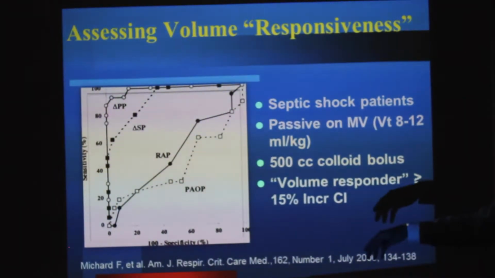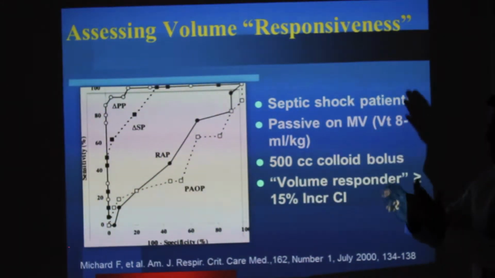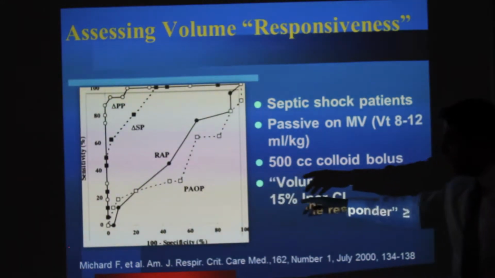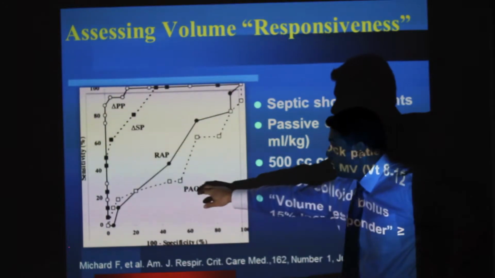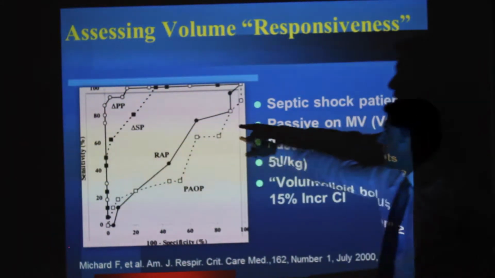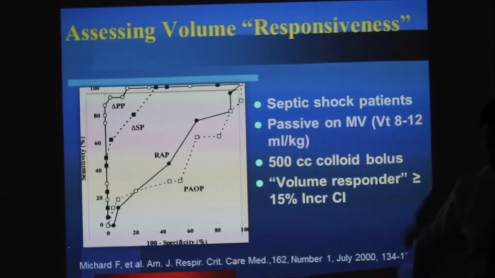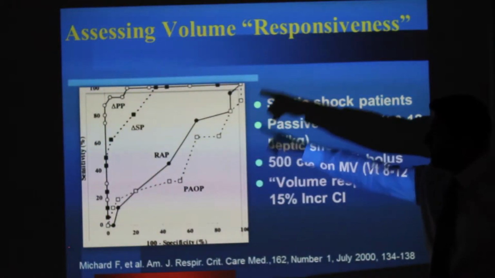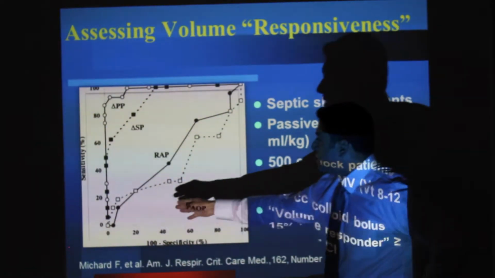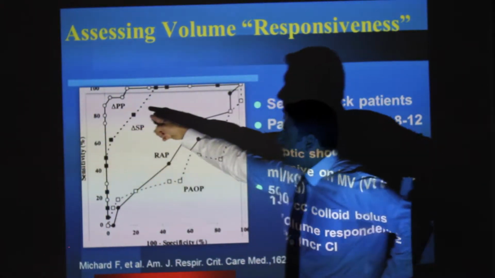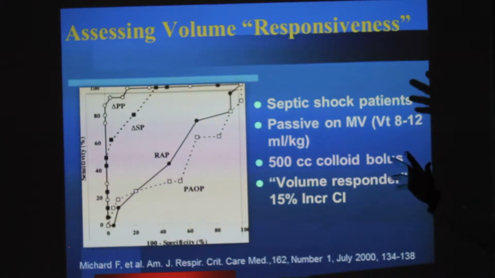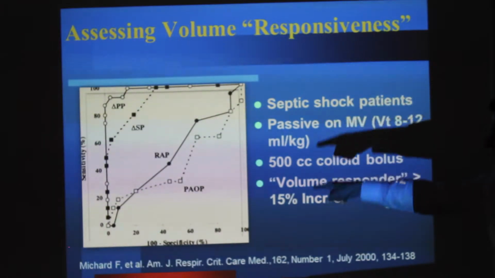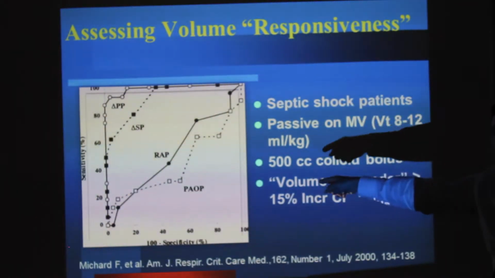So here, the study had a side-to-side comparison between the wedge pressure, the CVP, and the change in pulse pressure variation. This is the ROC curve, and basically here, pulse pressure variation, delta PP, has higher sensitivity and specificity than the CVP, which is here, and than the wedge pressure.